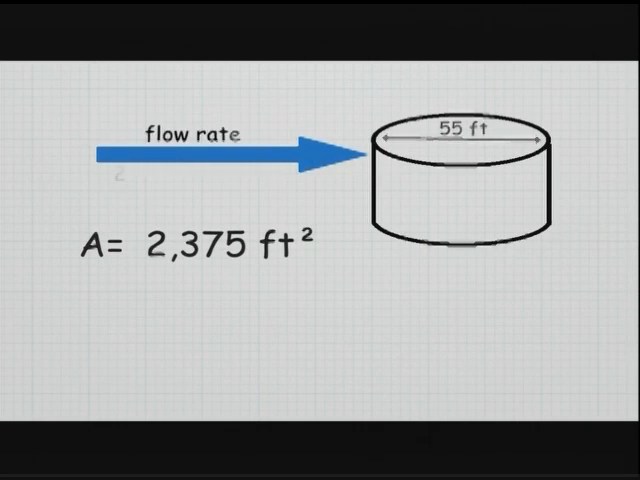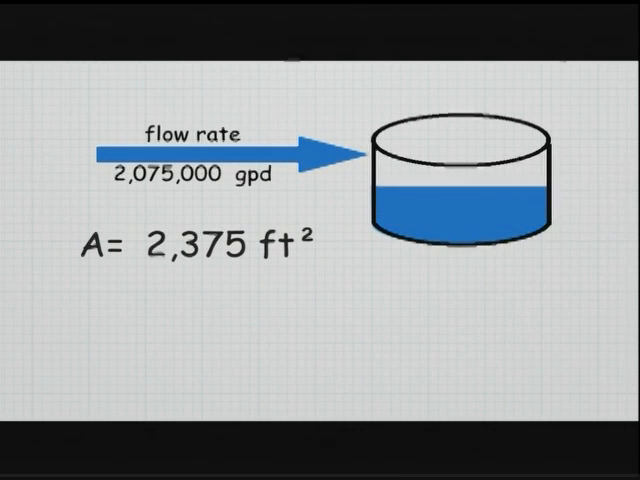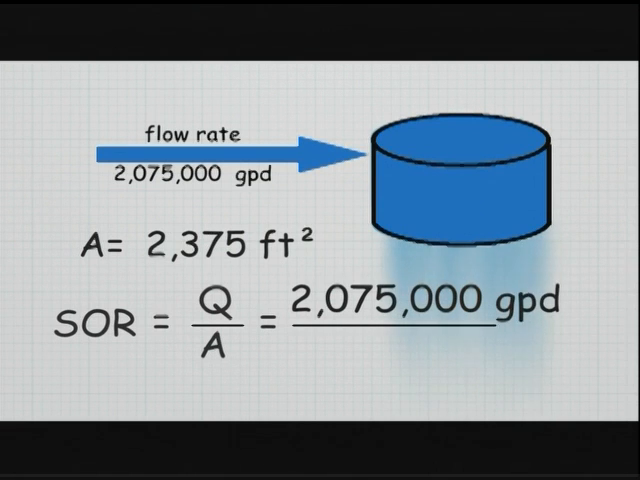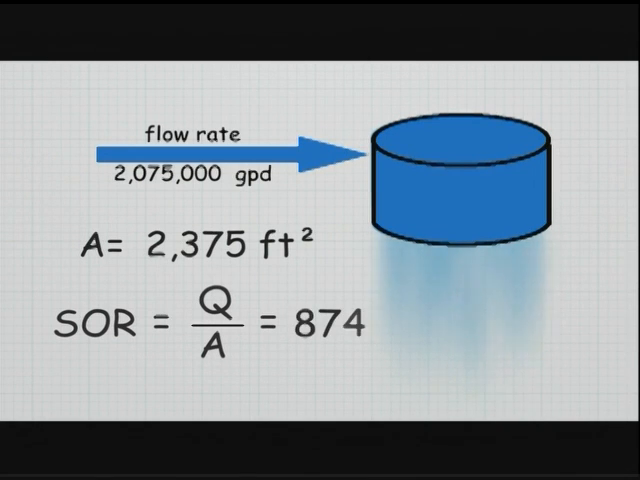We know the flow rate is 2.075 million gallons per day, so we take 2.075 million and divide by 2,375 square feet, which results in a surface overflow rate of 874 gallons per day per square foot.